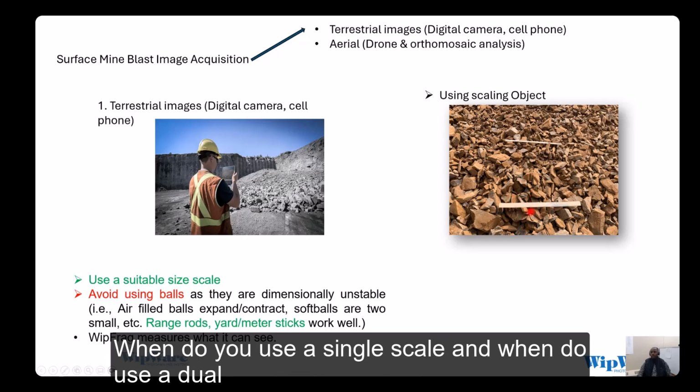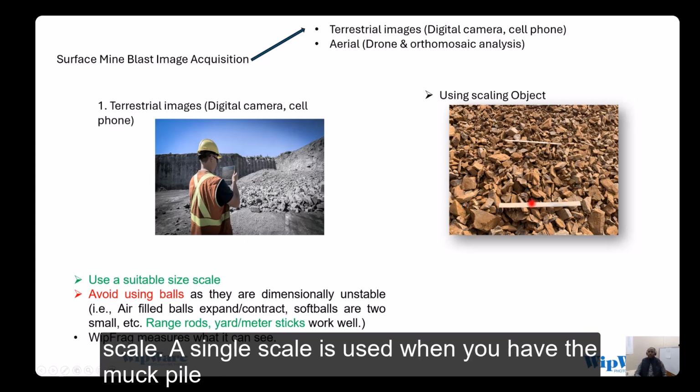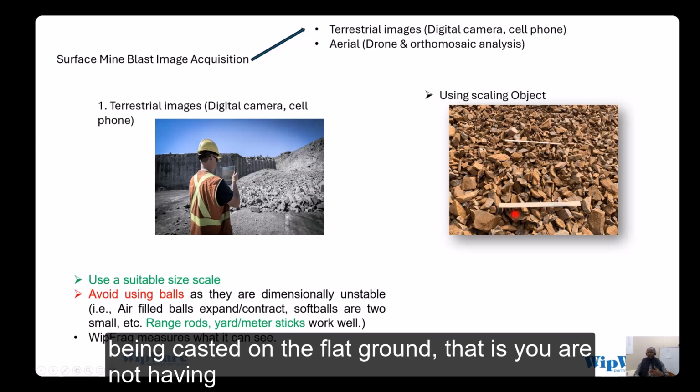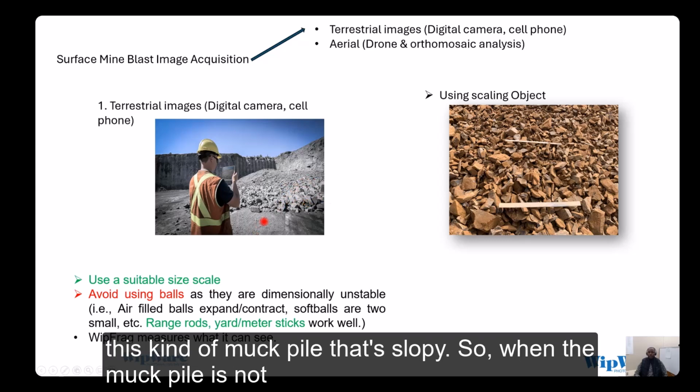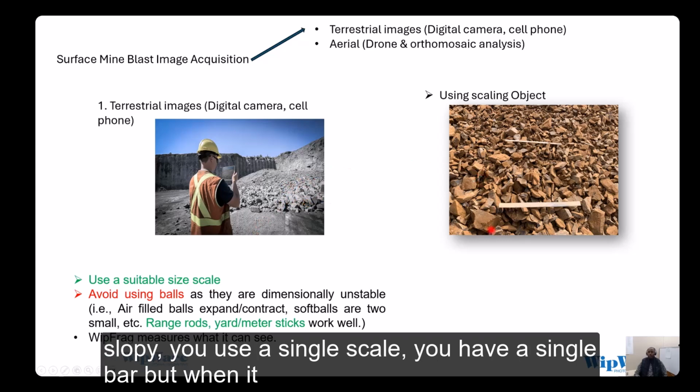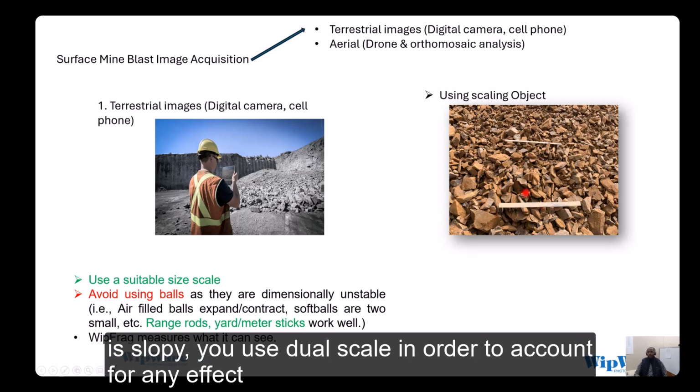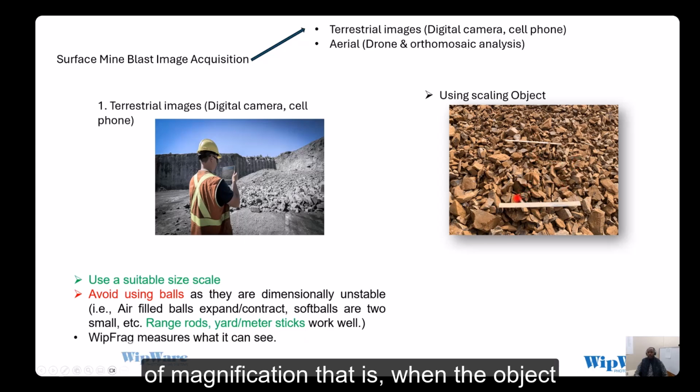When do you use a single scale and when do you use a dual scale? A single scale is used when you have the muck pile cast on flat ground, that is, you are not having this kind of muck pile that is slopey. So when the muck pile is not slopey, you use a single scale, you have a single bar. But when it is slopey, you use dual scale in order to account for any effect of magnification.